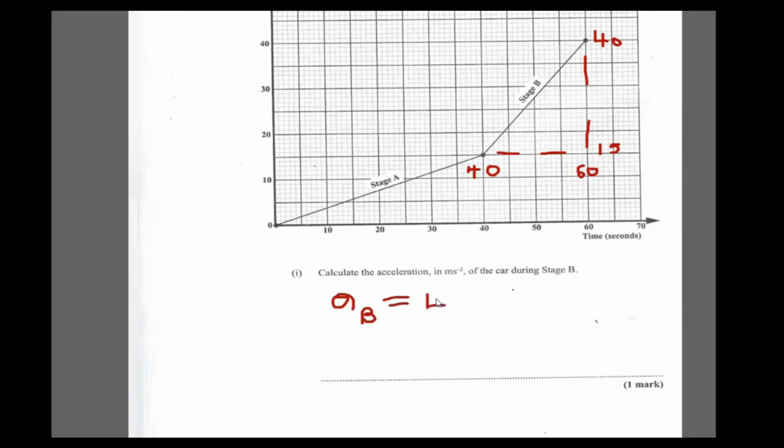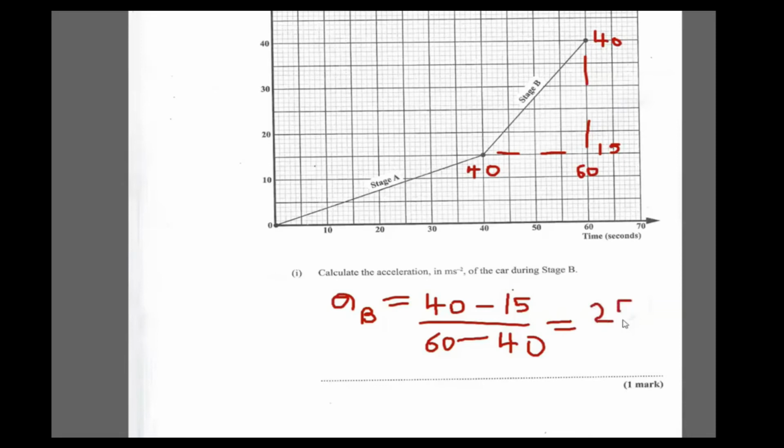It's y2, which is 40, minus y1, which is 15, over x2, which is 60, minus x1, which is 40. And that's the acceleration in stage B: 40 minus 15 over 60 minus 40. So let's go ahead and work that out. 40 minus 15 is 25.